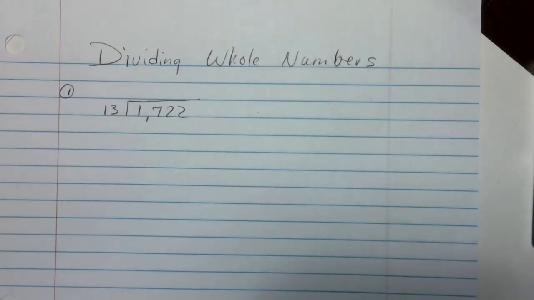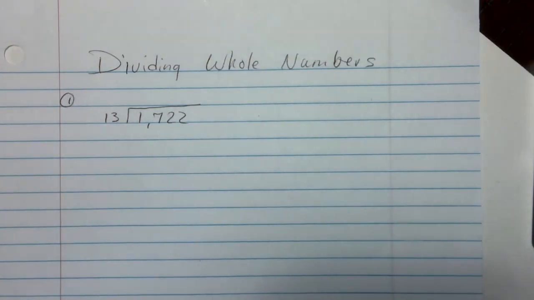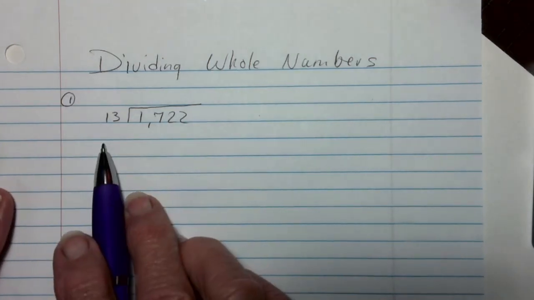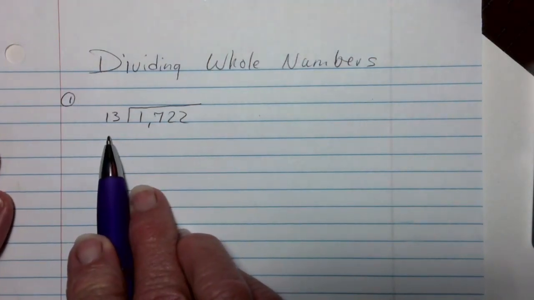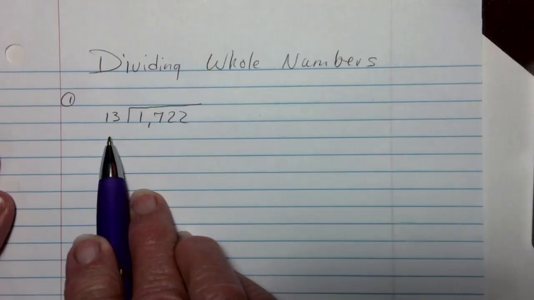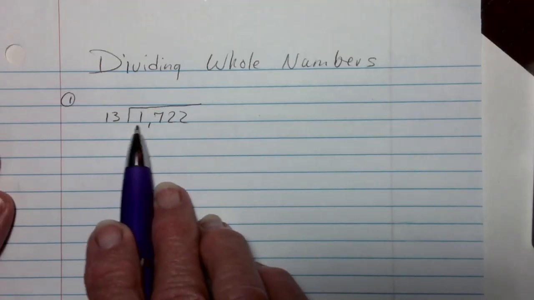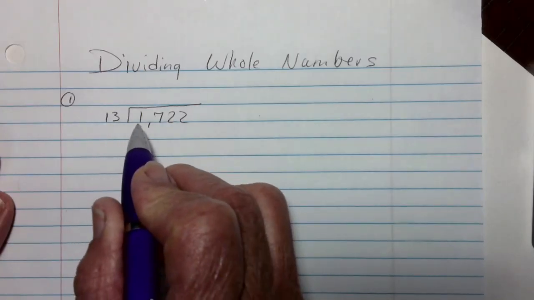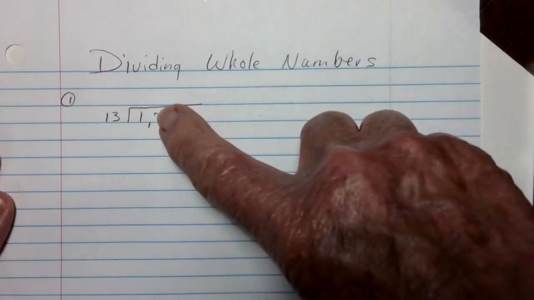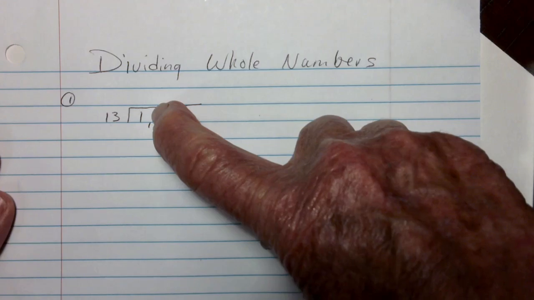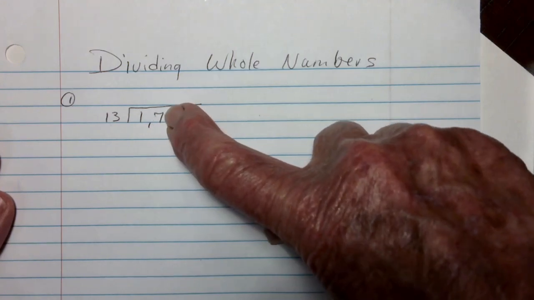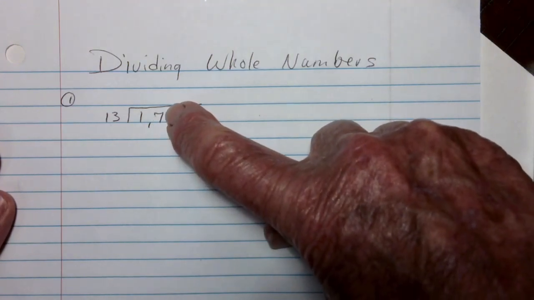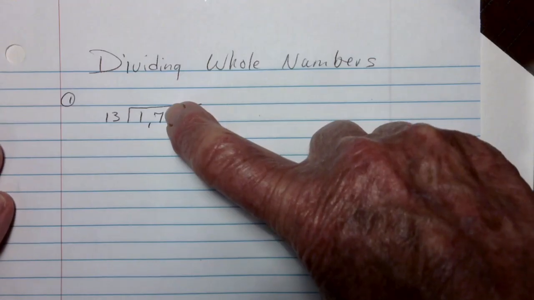Alright students, we're going to continue with some dividing, and we're going to start by dividing whole numbers. When we divide whole numbers, we look at our divisor out here, and we look at our number underneath the sign, and we cannot divide 13 into 1. If we cover up digits, we cannot divide 13 into 1. So I scoop my finger over, and can I divide 13 into 17? Well, sure I can.